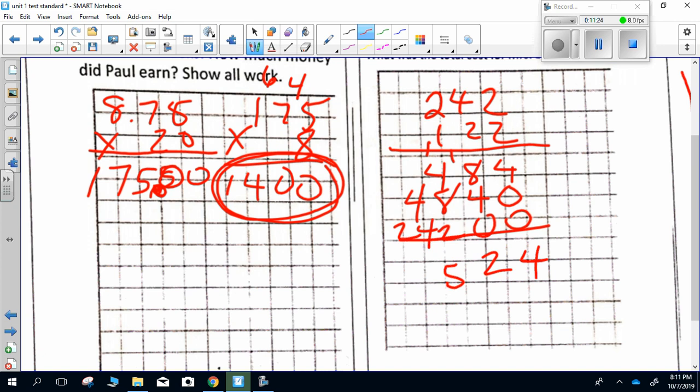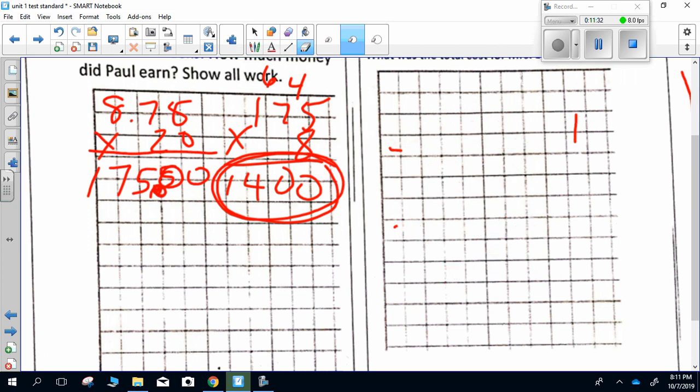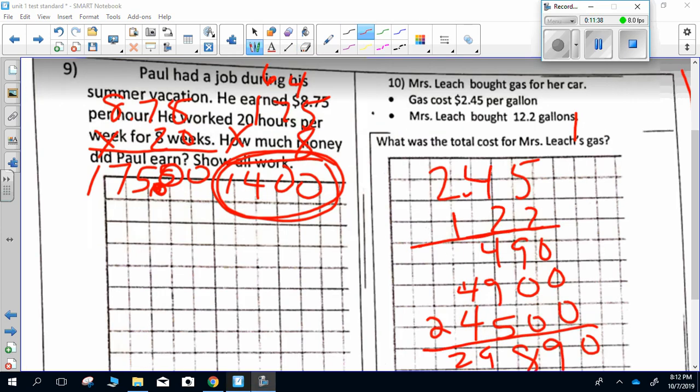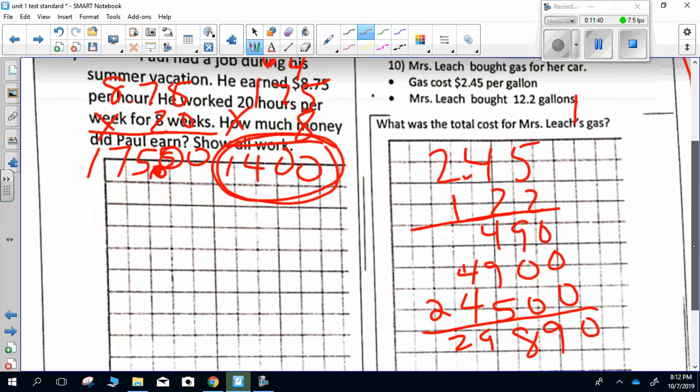Oh, I copied it wrong. Hang on a second. I wrote down the wrong number. I got all excited. Hang on. Let me erase this. So the price of the gasoline was, I can't get at it. Hang on. All right. So I reworked that one. Sorry about that. I copied it wrong.